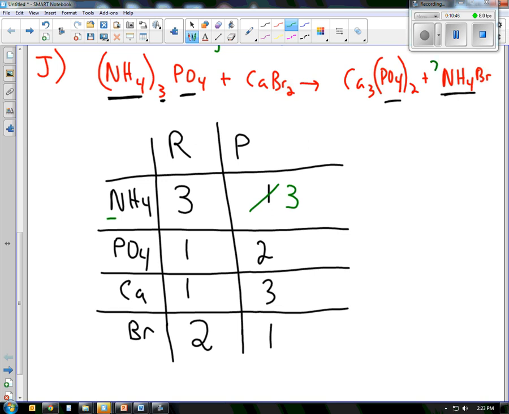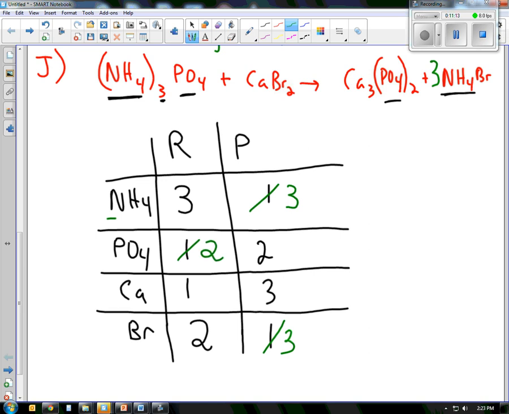How do I do that? By putting a 3 in front of that. But then I have to look at what else the 3 does. So here, this 3 makes the NH4 groups go up by 3, but it also makes my bromine groups go up by 3. So then I have to go to my chart and I need to say, okay, that's how many I have now.